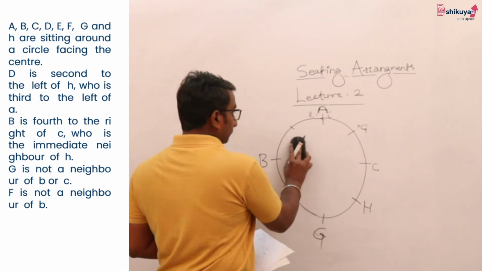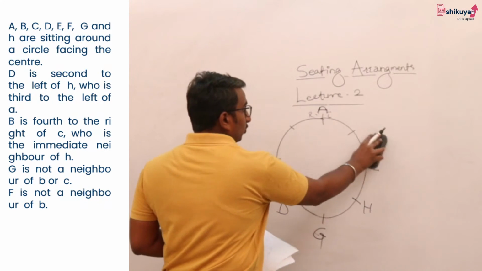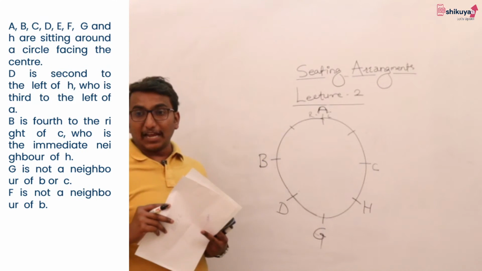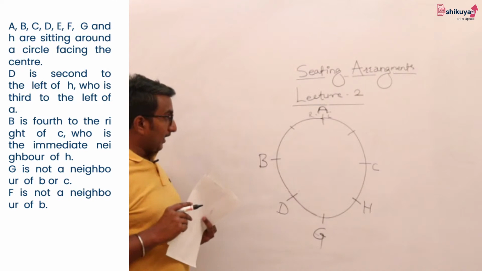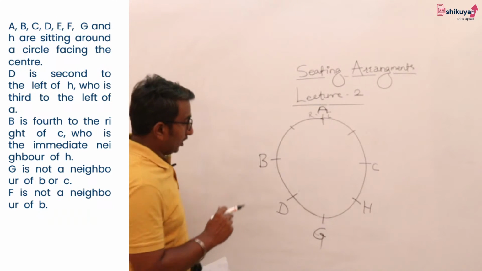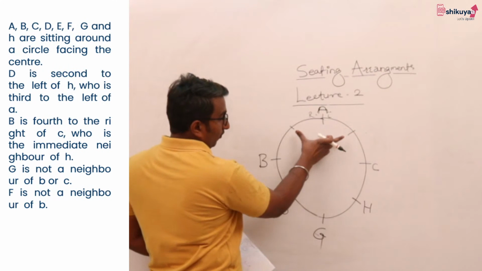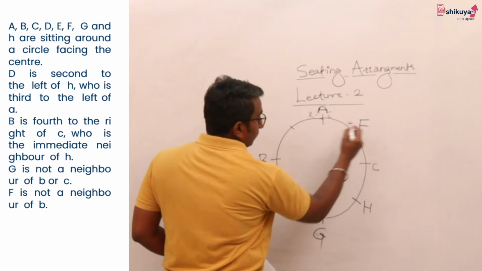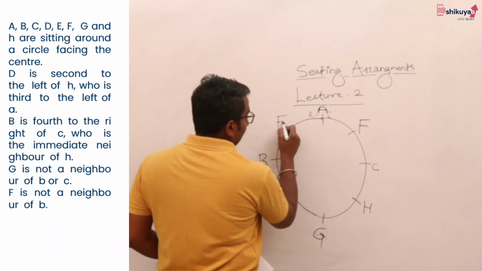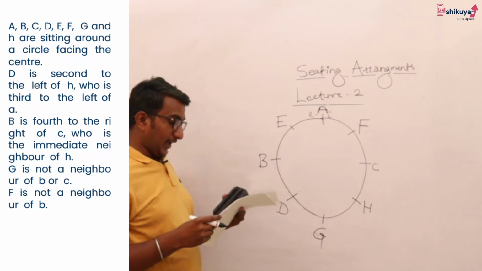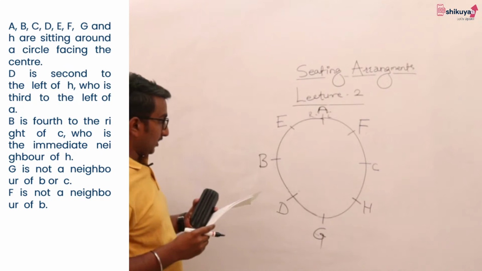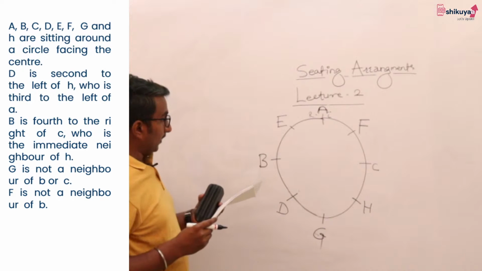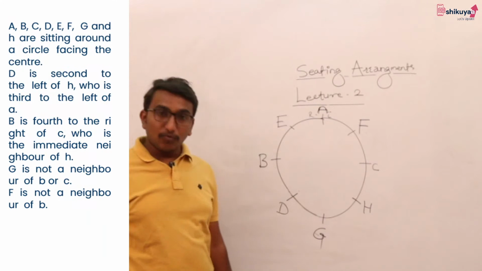Now further, two statements have remained. F is not a neighbor of B. So F will not come over here out of the two positions which remained. So F will definitely come at this position and E will come at this position. So your diagram is DGH, CFA, EB. This will be your final arrangement.